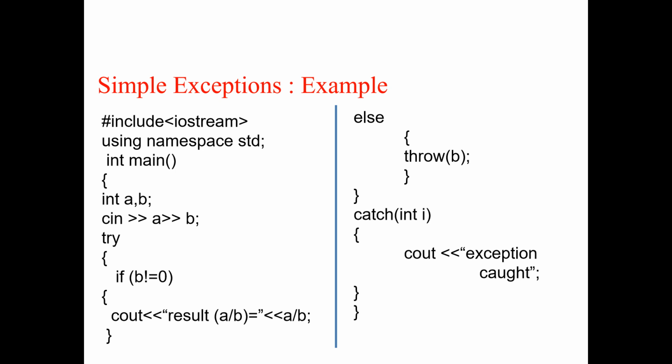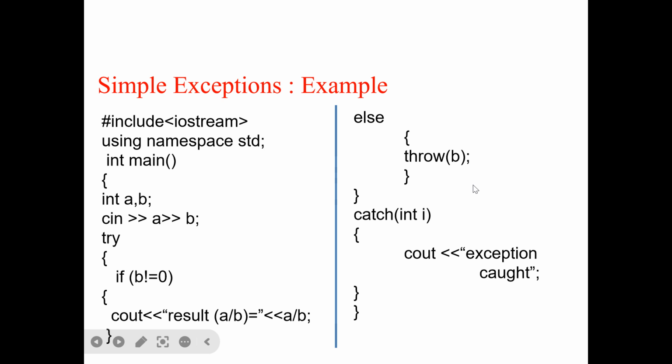Okay, we can see one example here. The program reads two integers, a and b, from the user. The program checks whether b is 0. If b is not 0, it calculates and prints the result, so a divided by b will be executed properly. If b is 0, the program uses the throw statement to throw the b value as an exception here.